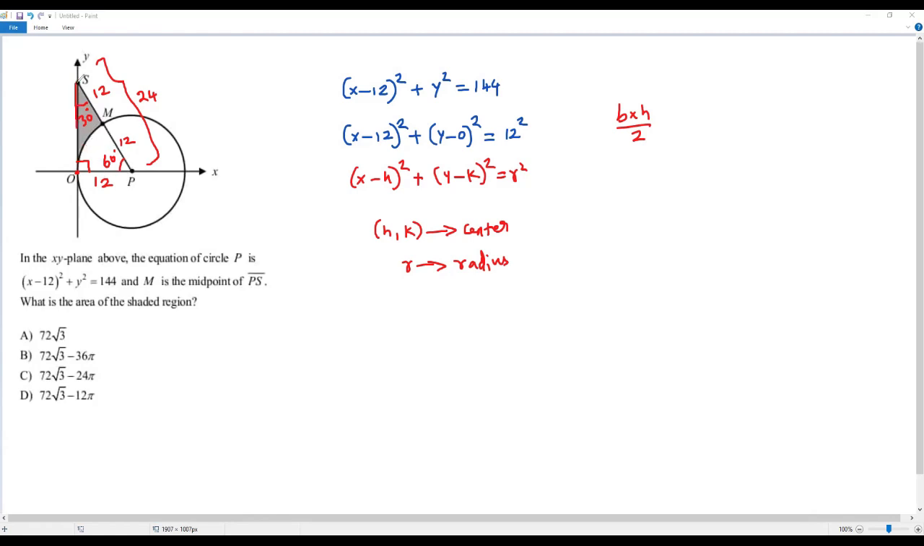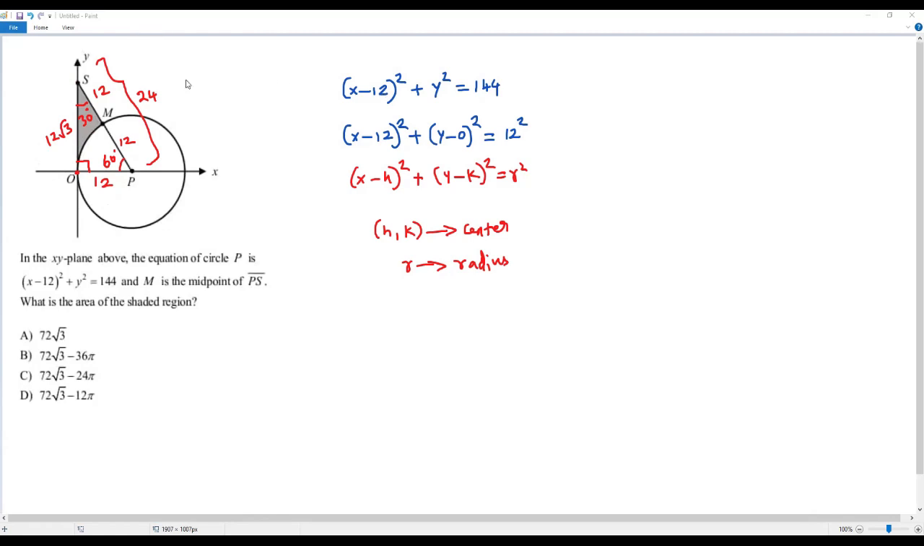Now to get the length of this leg OS, what we have to do is we have to multiply the length of this shortest leg 12 by square root of 3. Then the length of this leg OS is 12 times square root of 3. Okay, here I have the base 12 and the height 12 times square root of 3 for this triangle OPS. Now we can find the area of the triangle OPS.